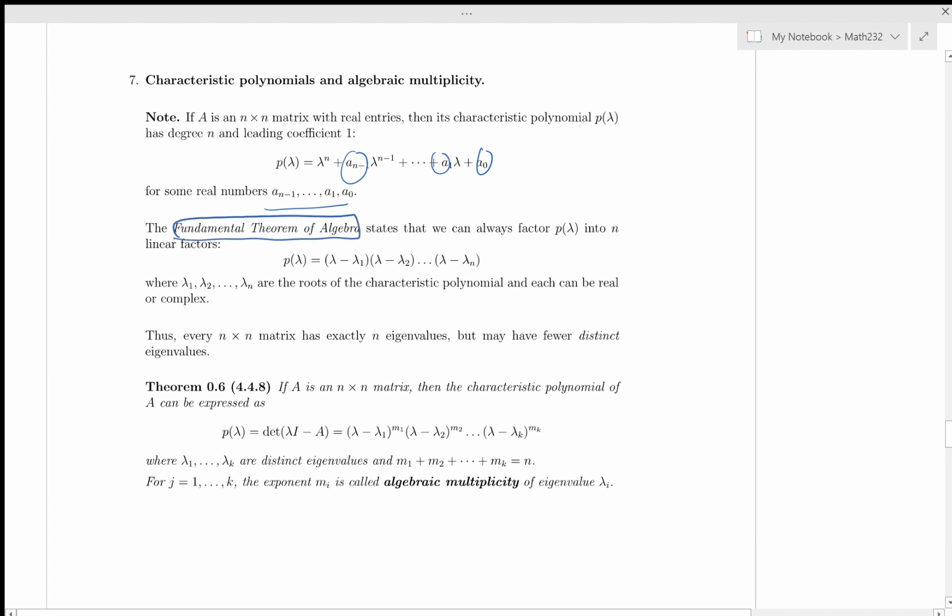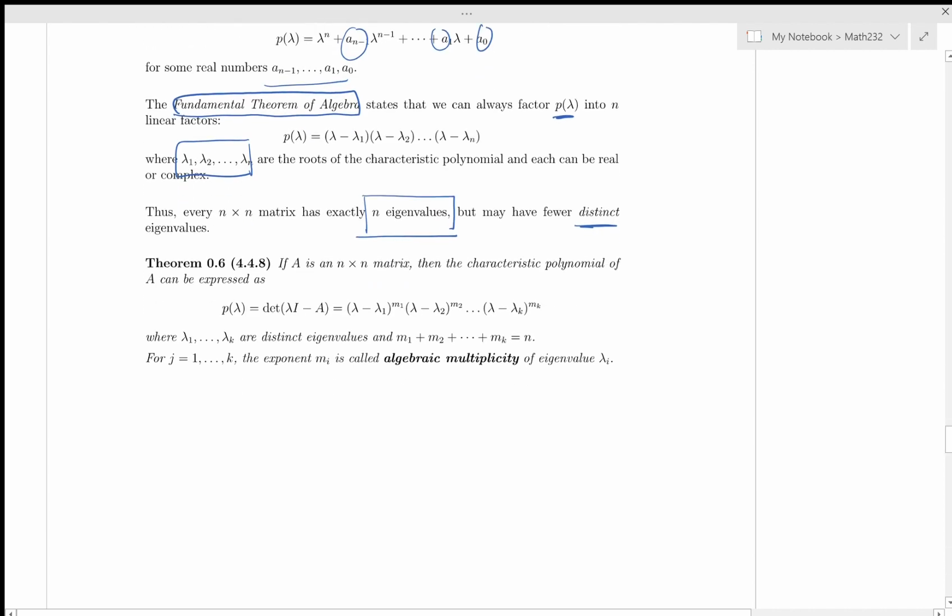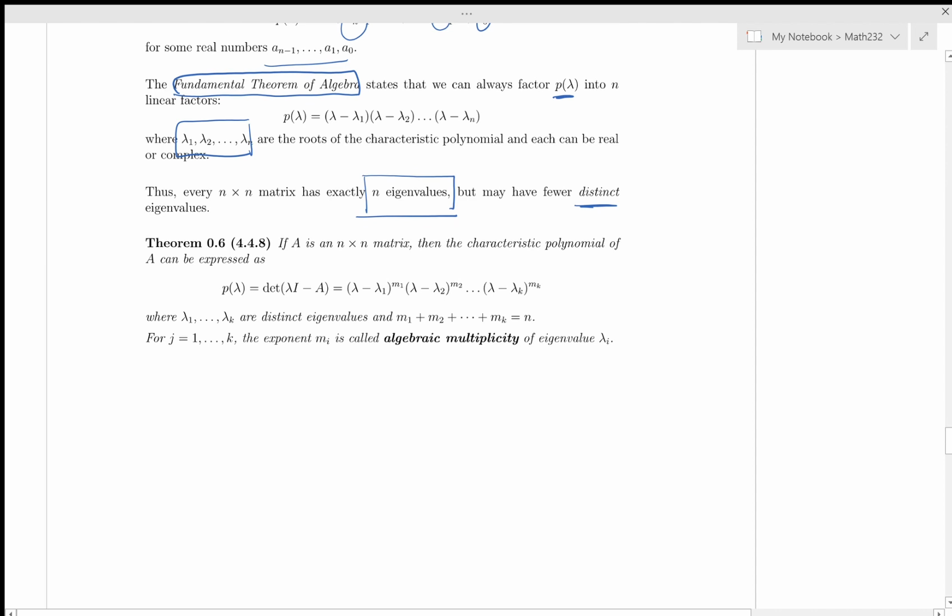tells us that we can factor the characteristic polynomial p of lambda into n linear factors, and these numbers here are the roots of the characteristic polynomial, and each can be real or complex. So every n by n matrix has exactly n eigenvalues, but it may have fewer than n distinct eigenvalues. So we have this idea of a multiplicity. This is just the same as finding roots of polynomials that you may have already seen before.